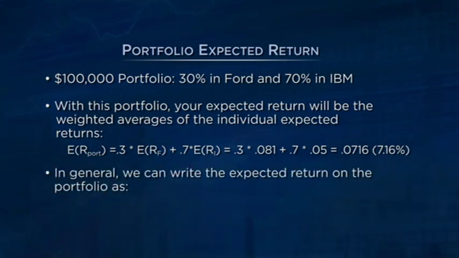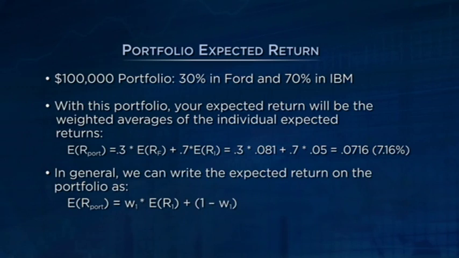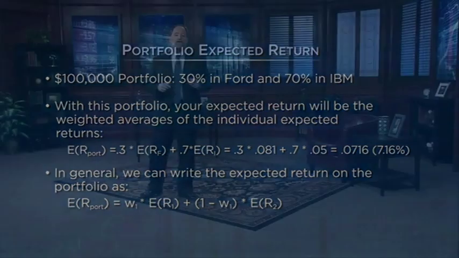In general, we can write the expected return as the following formula. The expected return on the portfolio, let's call it R sub port, is equal to weight 1 times the expected return on security 1 plus 1 minus weight 1 times the expected return on security 2. With this expression, we can systematically vary the weights between the two securities and see how the expected return and the standard deviation vary. Let's first examine what happens to the expected return.